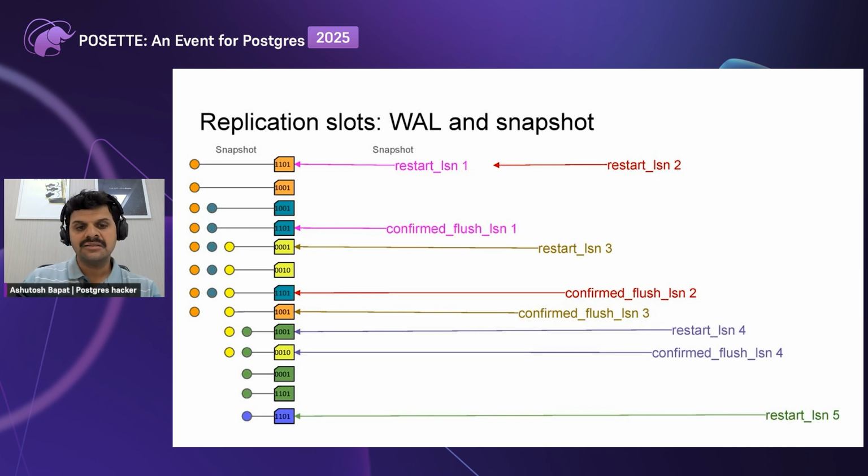And by tracking this movement, the upstream can decide which of the WAL records can be freed, which of the catalog tuples are not needed anymore, and it also moves the transaction ID, the minimum transaction ID.